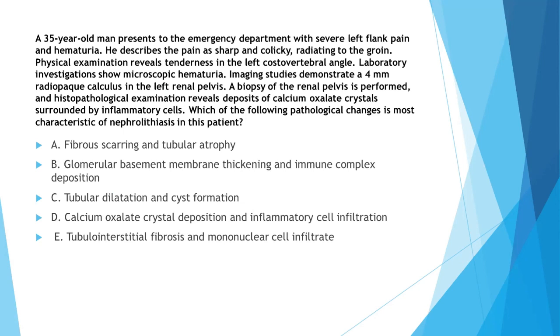Biopsy of the renal pelvis is performed, and histopathological examination reveals deposits of calcium oxalate crystals surrounded by inflammatory cells. Which of the following pathological changes is most characteristic of nephrolithiasis in this patient? Fibrosis, scarring and tubular atrophy; glomerular basement membrane thickening and immune complex deposition; tubular dilatation and cyst formation; calcium oxalate crystal deposition and inflammatory cell infiltration; tubulointerstitial fibrosis and mononuclear cell infiltrate.